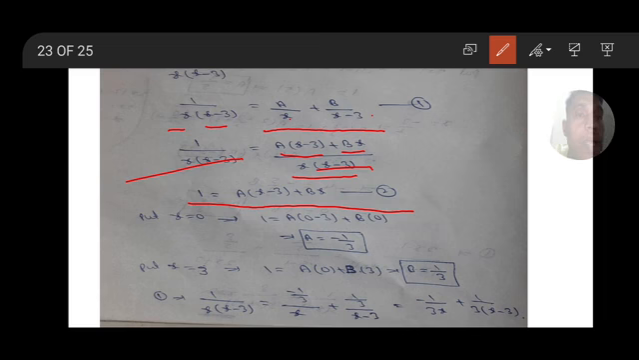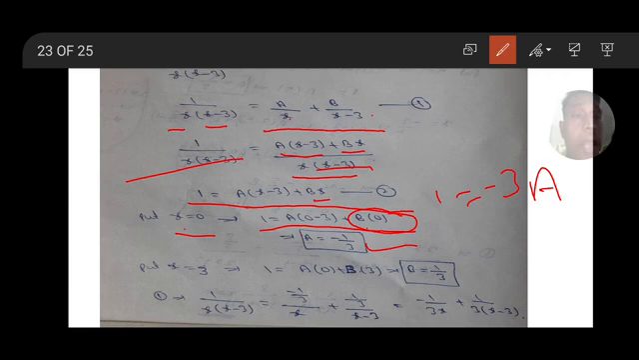To get a value, b must be 0. In bx, only here x is there, so put x equal to 0, that is in equation 2, 1 equal to a into 0 minus 3 plus b into 0. B into 0 means this term is total 0, a into 0 minus 3 means minus 3a. So 1 equal to minus 3a, so a equal to minus 1 by 3. And to get b value, a term must be 0, means x minus 3 equal to 0, means x equal to 3. We have to substitute x equal to 3.